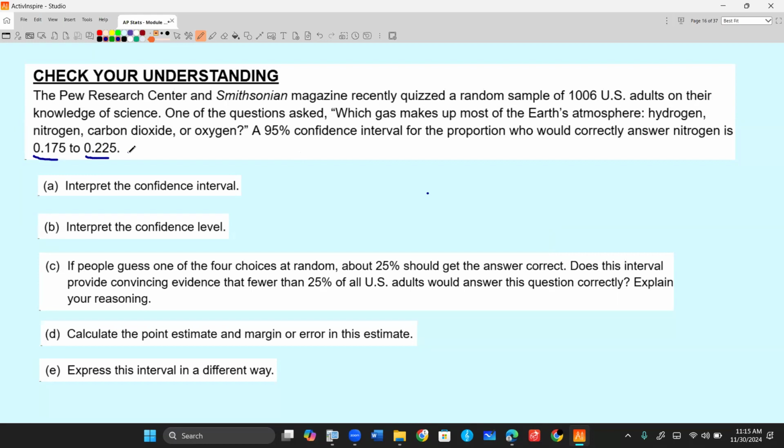So we want to do the same questions as before: interpret the confidence interval, interpret the level, answer a context question, and get the point estimate and margin of error, and then write this a different way. So if you think you want to go back to how we did it before and try this on your own, it'd be a nice time to pause the video. And we're going to go over it.